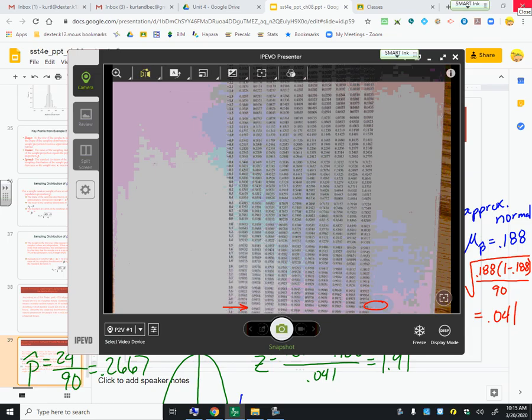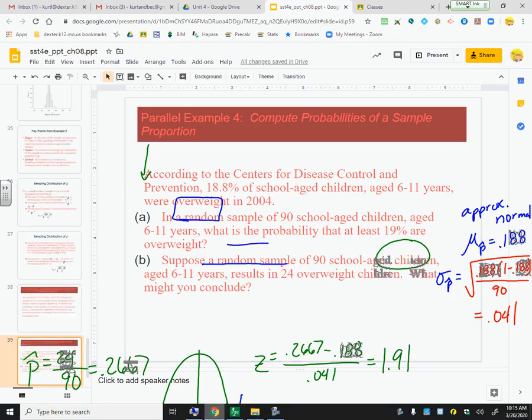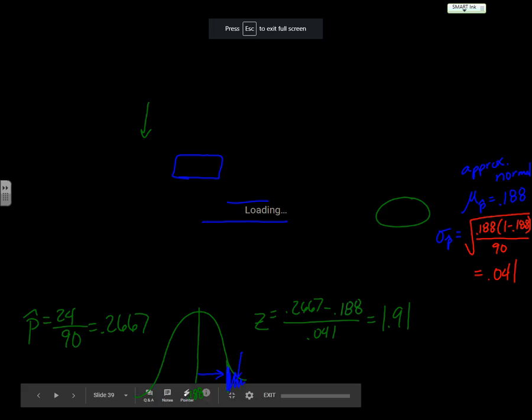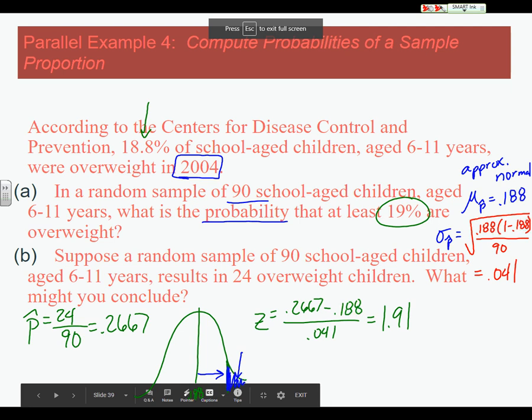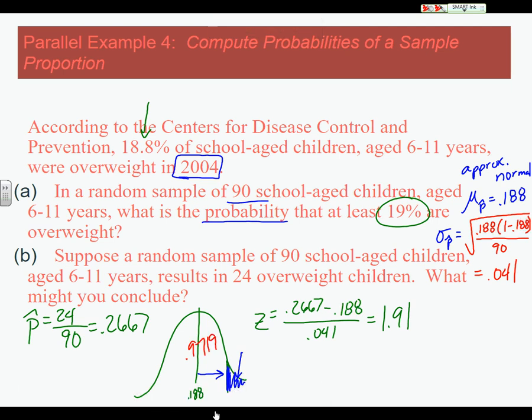0.9719. Let's go back and put this in our problem. 0.9719. Remember, it likes the area to the left. So 97% of the time, if the CDC was right, I should get something less than that. Meaning that this area that's above the line, if I do 1 minus that, it's just going to be 0.028.